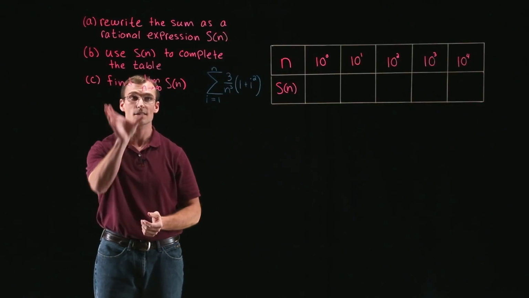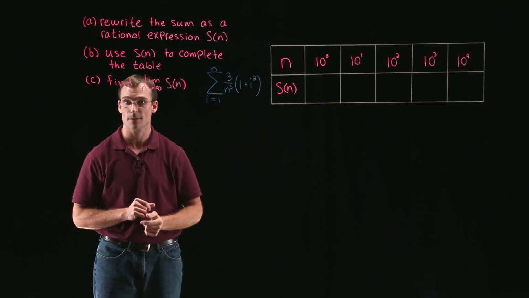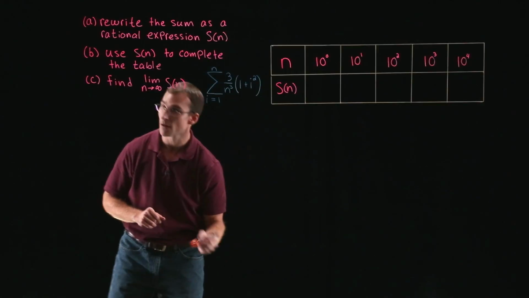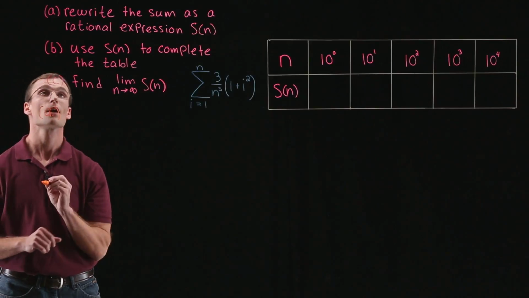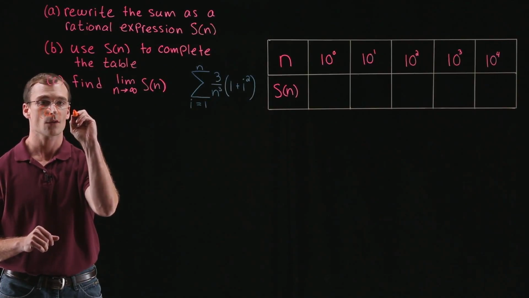And then finally, we're going to take the limit of our sum by taking the limit as n goes to infinity of our sum s of n. So let's start with part A here. I want to try to rewrite the sum as some rational expression.